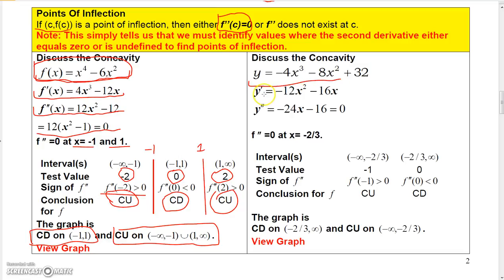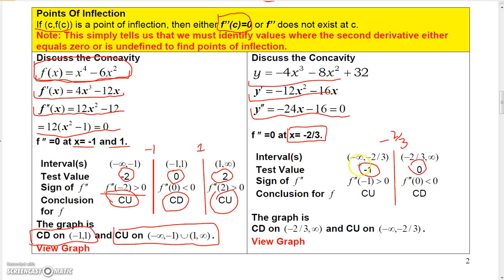Again, find the first derivative and then find the second derivative, and if you set the second derivative equal to 0, on this one you're just going to get one root, -2/3. So basically what we're going to do is break the x-axis up at -2/3. So we're going to look at everything to the left of -2/3 and everything to the right of -2/3, and we want to see if the concavity changes.